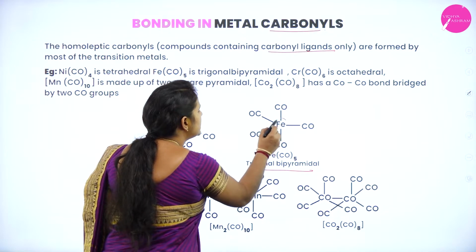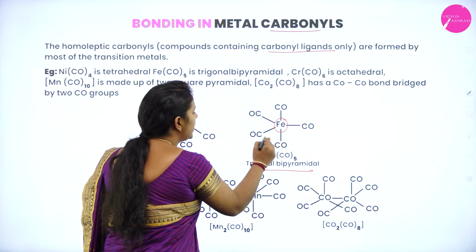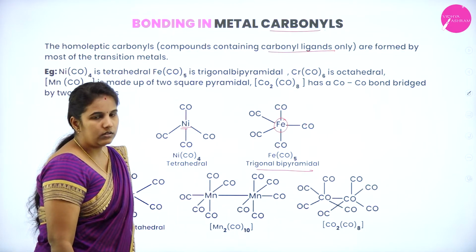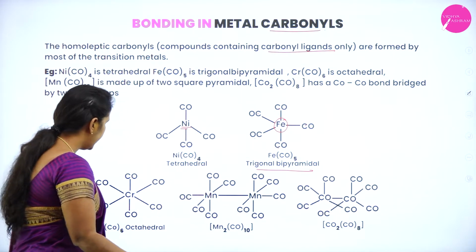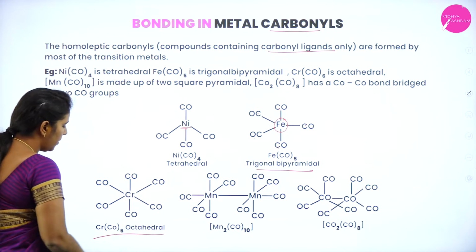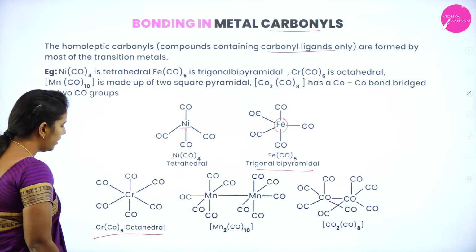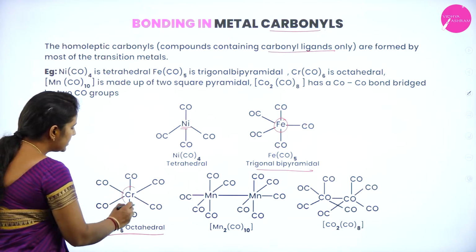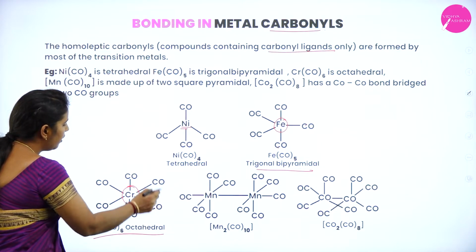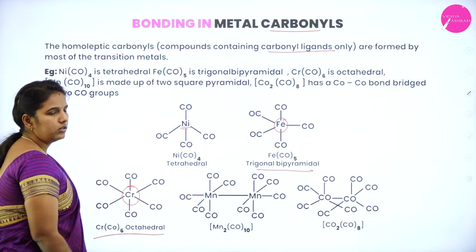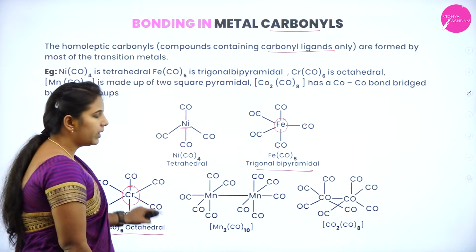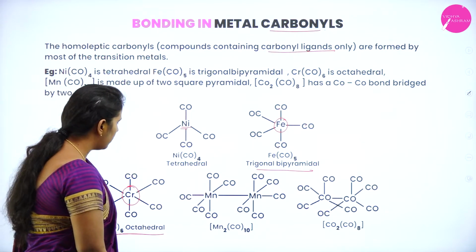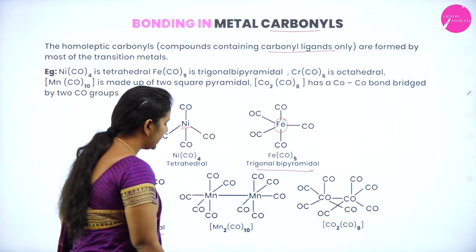You can see that this is a central metal atom surrounded by 5 carbonyl groups. Similarly, we have one more complex, carbonyl chromium, which consists of a central metal atom, chromium, surrounded by 6 carbonyl groups, forming a metal carbonyl compound. Similarly, we have one more example.